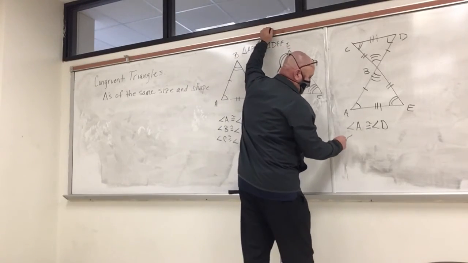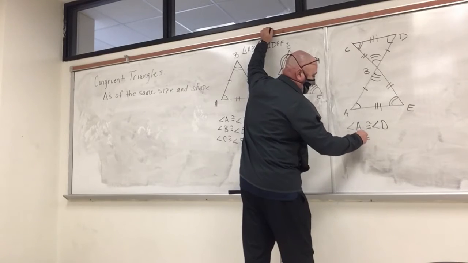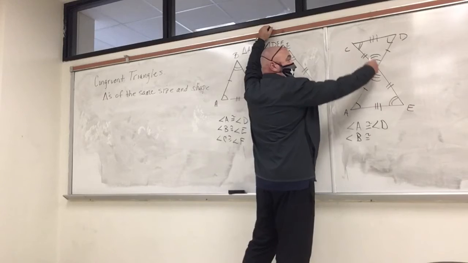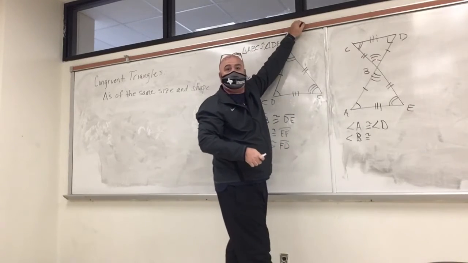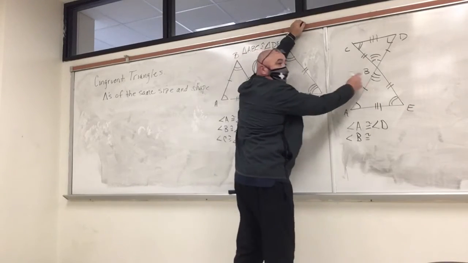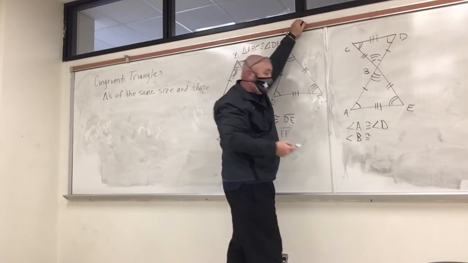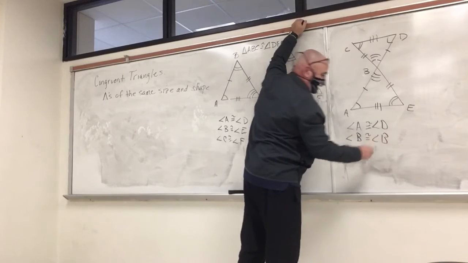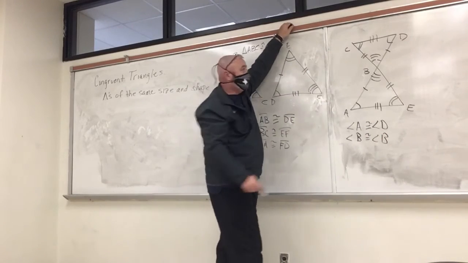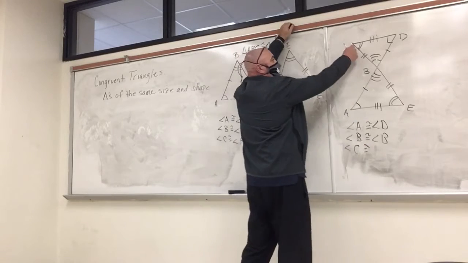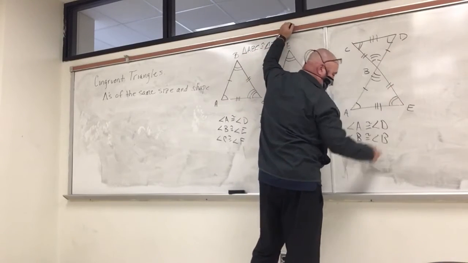Angle B is congruent to what? Angle B's got 3 tick marks, and angle what up here's got 3 tick marks. It's the same one. It's only 1 point, so therefore it's angle B. Okay? And then I got angle C is congruent to what? C's got 2, E's got 2.